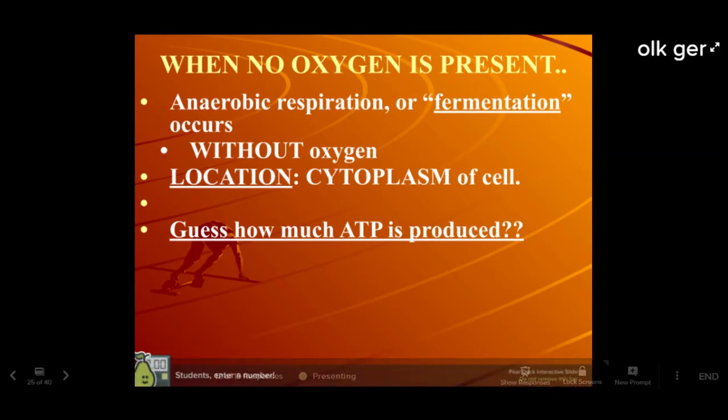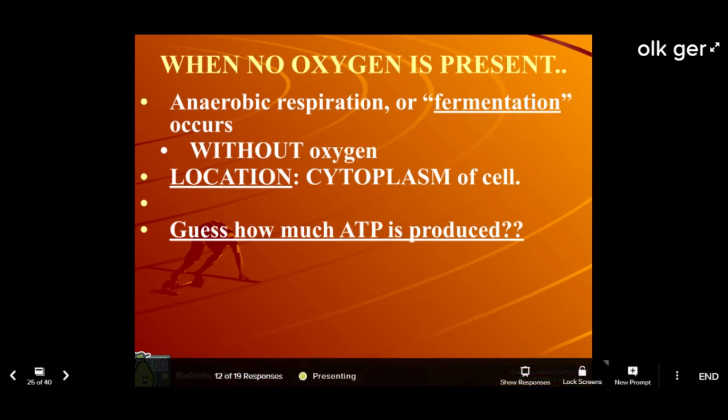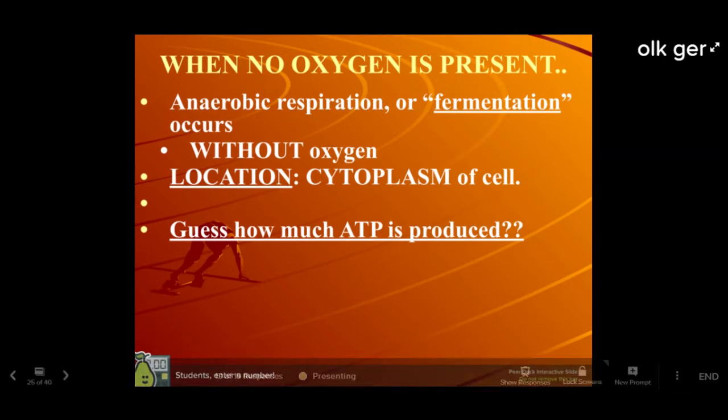However, in science, nothing can be easy. So what we're going to talk about now is anaerobic, which does not involve the mitochondria.